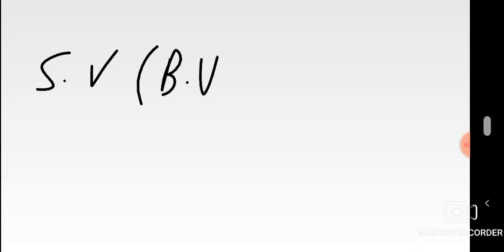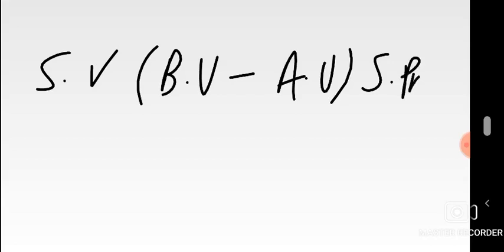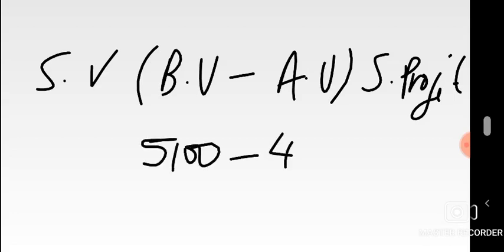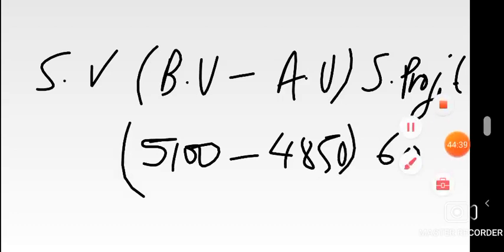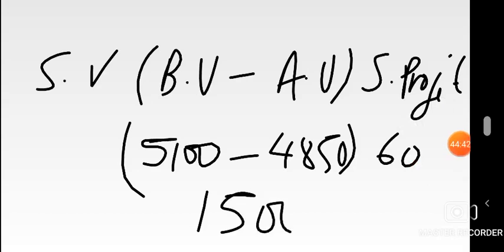The next sales variance is volume, SV. It's equal to budgeted units minus actual units, close brackets, times standard profit. Please take note of that. Sometimes you won't see the word profit, you'll see contribution. That's what you would use instead, because contribution is a type of profit as well. Budgeted units 51, check your question. Actual units 4850. Standard profit 60. What's our answer? This one gives you 15,000.